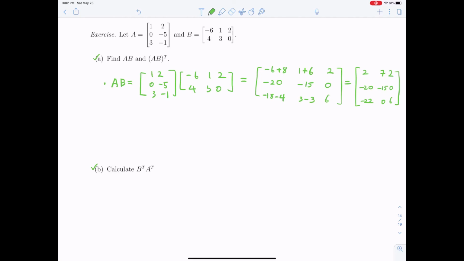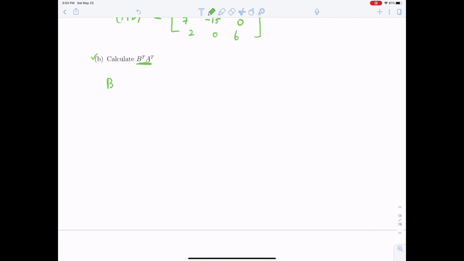If you transpose this matrix, then you will simply switch the rows and columns, which will give you 2, negative 20, negative 22, 7, negative 15, and 0, 2, 0, 6. So let's verify that this matrix AB transpose really equals B transpose times A transpose. Here we have B transpose equals, if you switch the rows and columns, then you will get negative 6, 4, 1, 3, 2, 0. And A transpose equals 1, 0, 3, 2, negative 5, and negative 1.